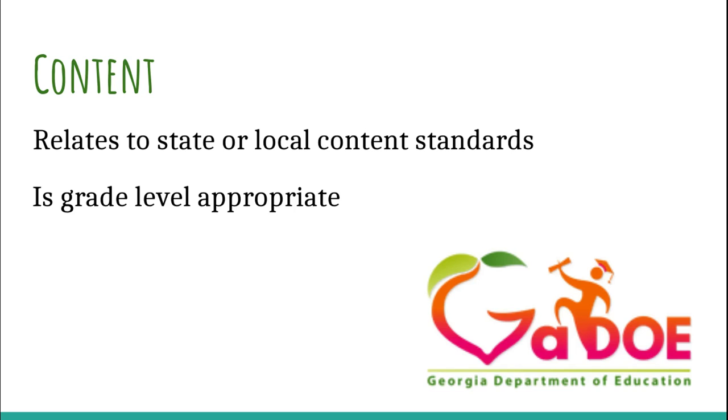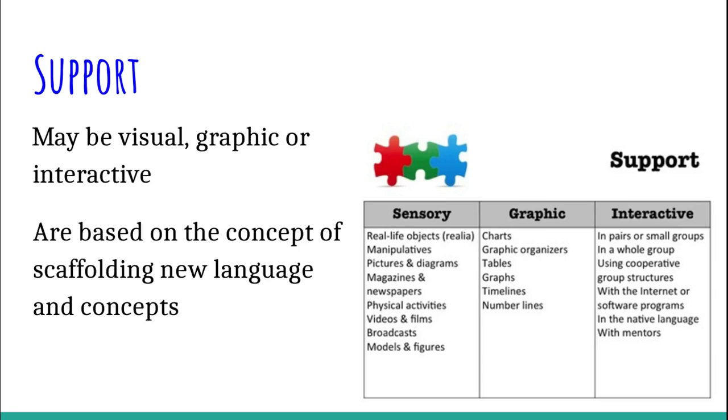The second element of an MPI is the grade level content standard that the teacher is using for general lesson planning. The final piece of an MPI is the student support that will be provided during classroom instruction. These student supports may be visual, graphic, or interactive, and are based on the concept of scaffolding new language concepts and supports.